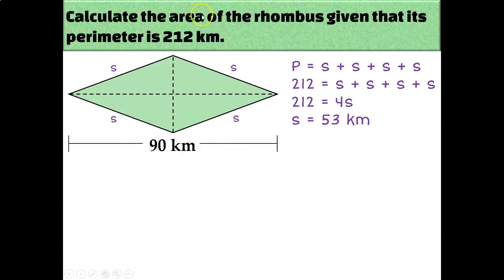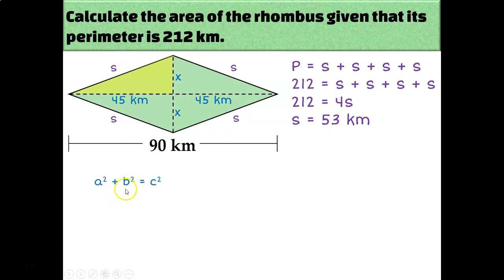But I'm asked for the area, and the side length isn't what I need to calculate the area. What I need for area is the diagonals, and I only have one of them. I need to figure out the length of the vertical diagonal. Well, let's see if we can't use the good old Pythagorean theorem to figure it out. There are 4 right triangles in this diagram. I'm just going to pick one of them and solve it. Since I know that this whole diagonal is 90, each part of that diagonal has to be half of that. And then I'll call each of these missing parts of the diagonal x. And remember s, we know s is 53.